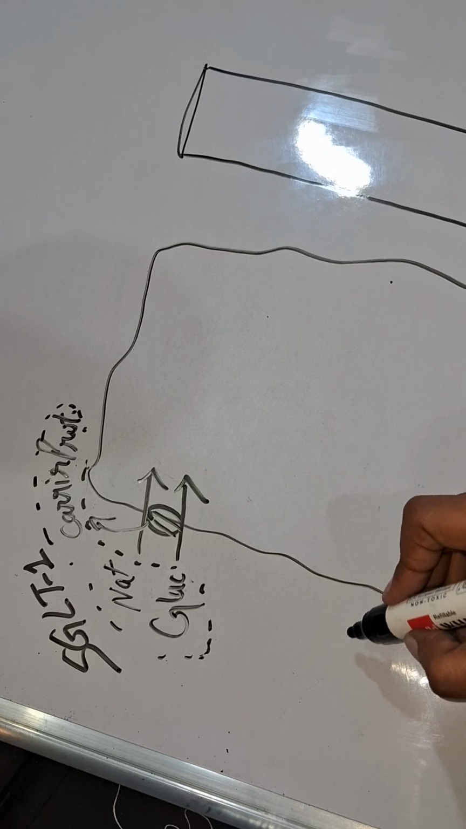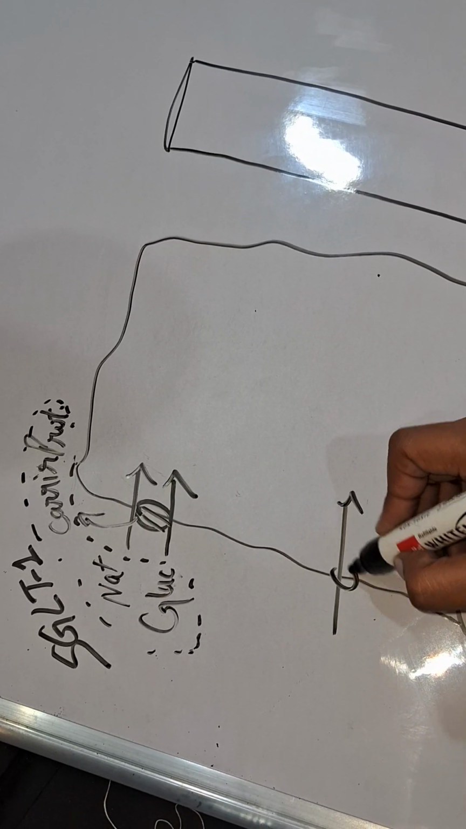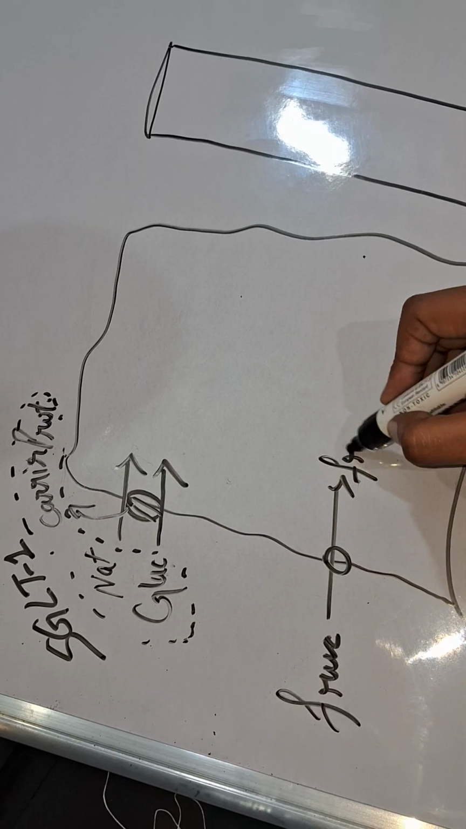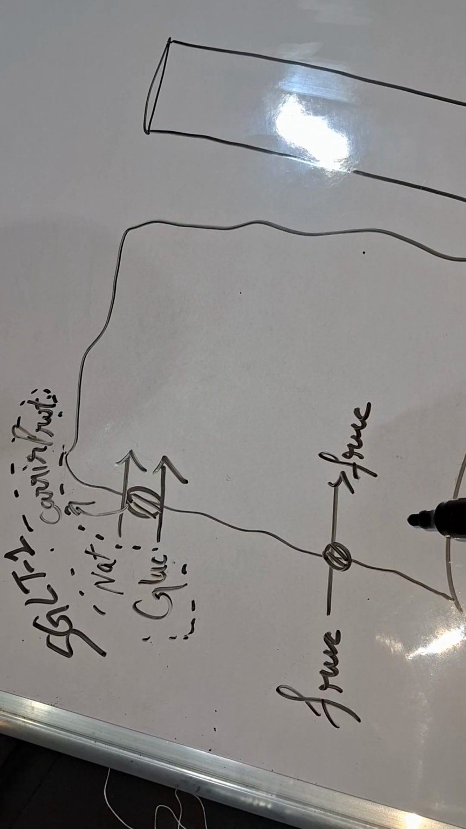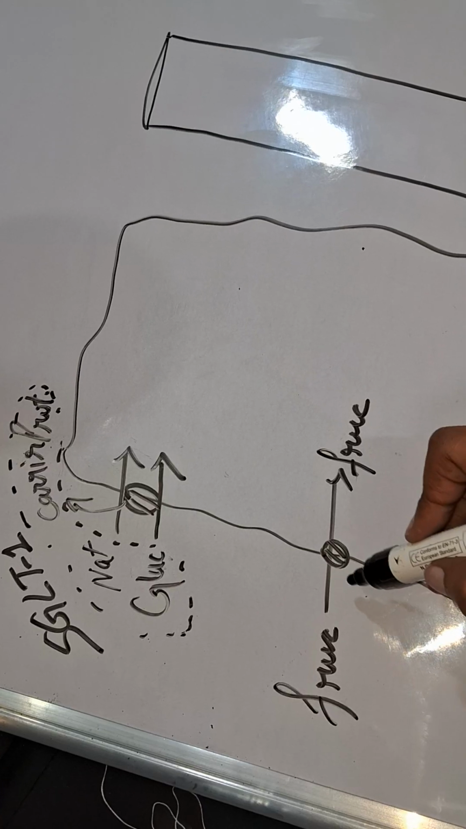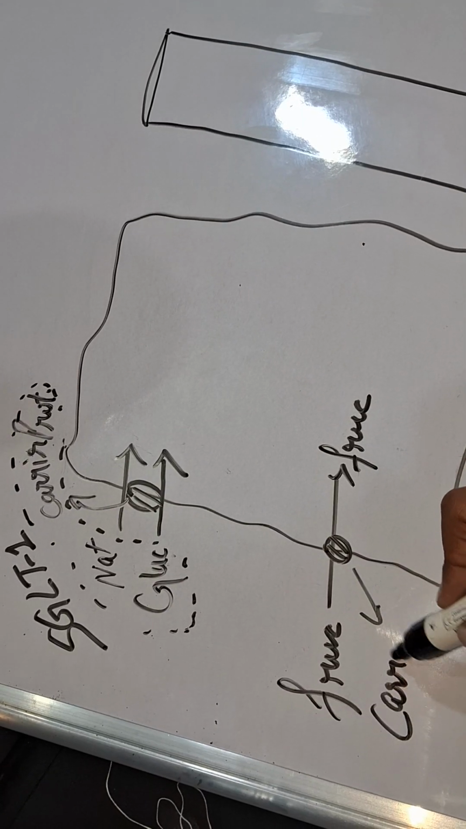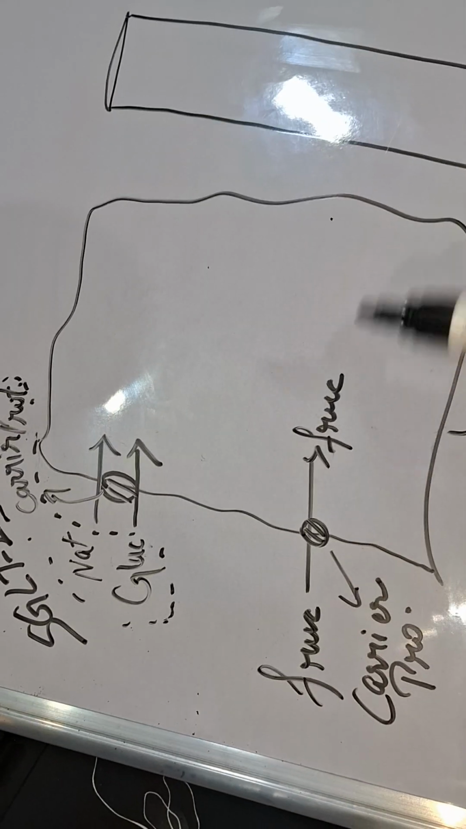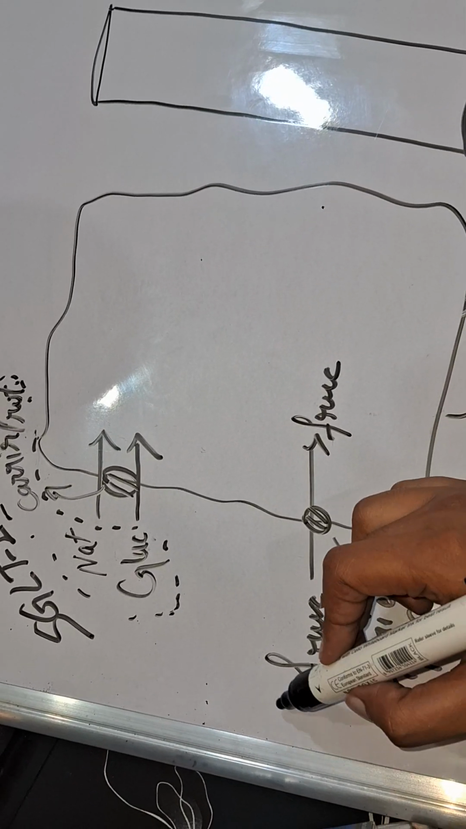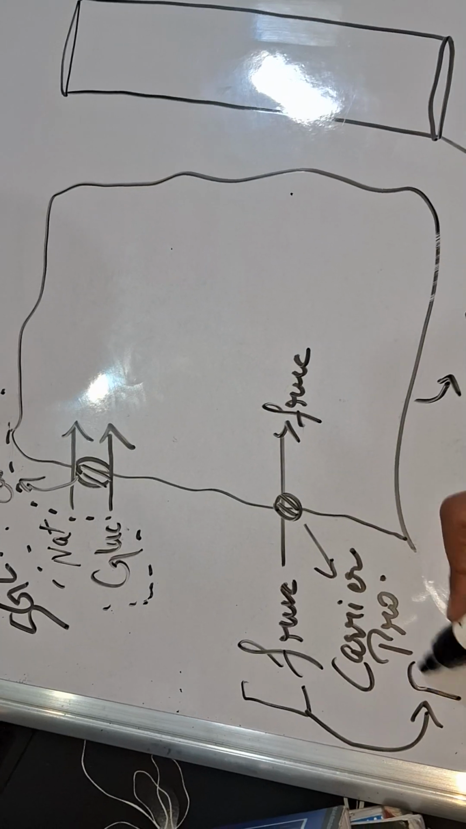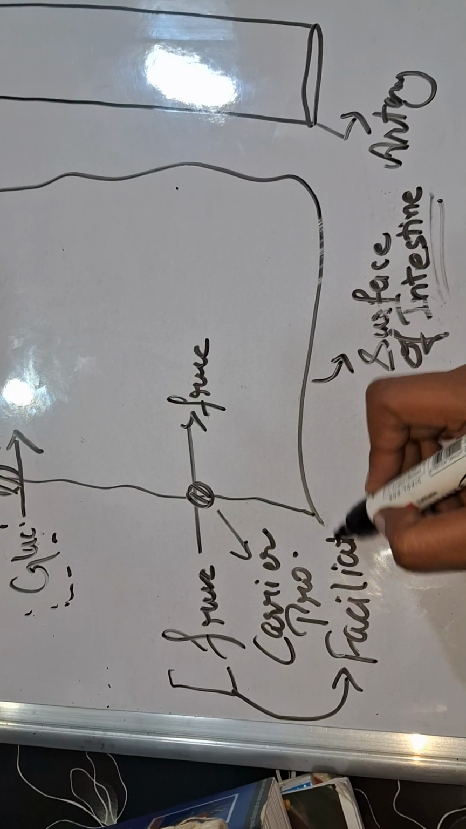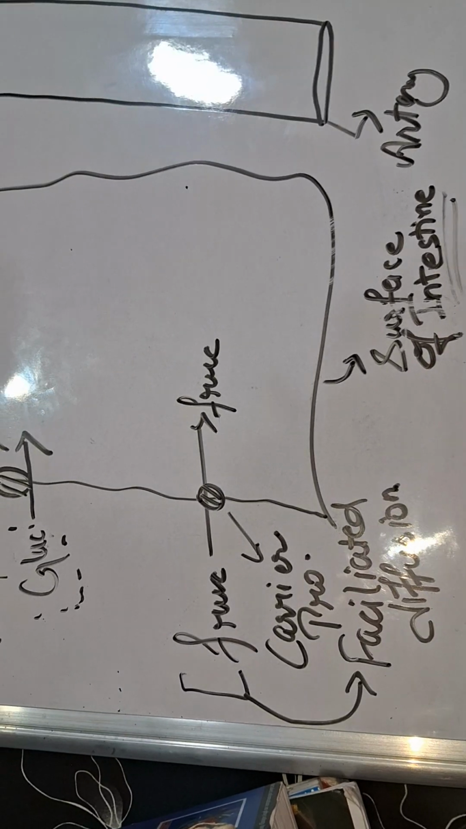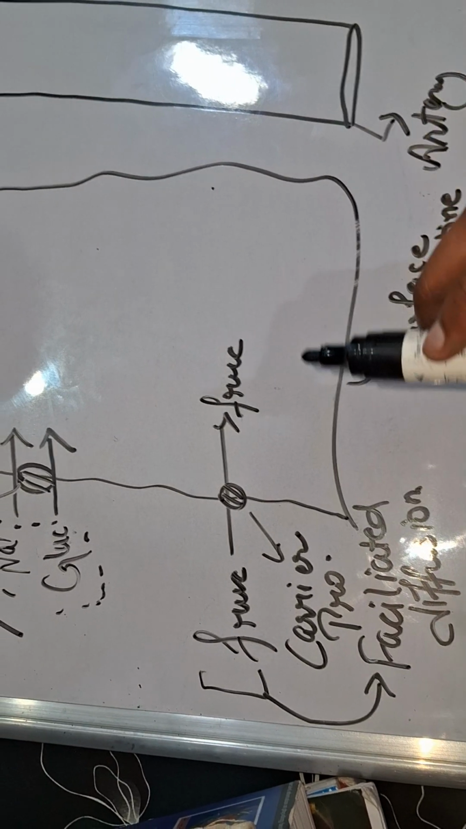Now fructose is going inside. Fructose is going inside with the help of carrier protein. This is basically the example of the facilitated diffusion. Facilitated diffusion. Okay. No energy is required, only carrier protein is required.